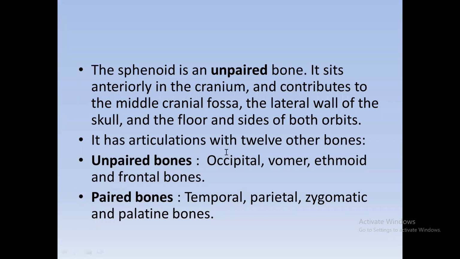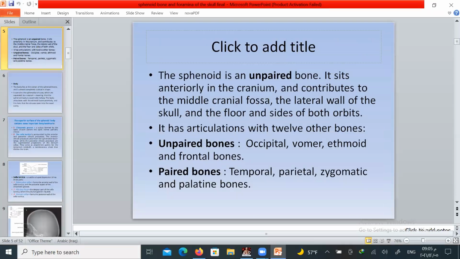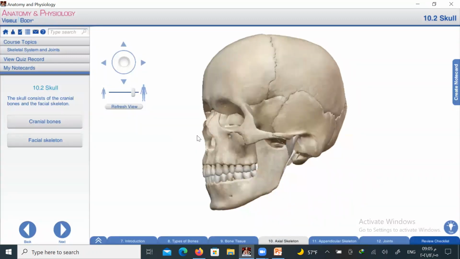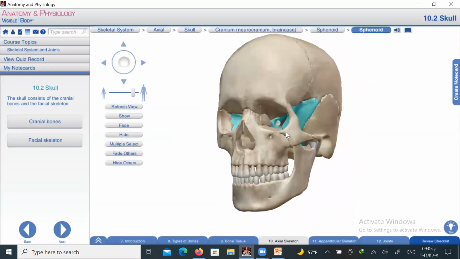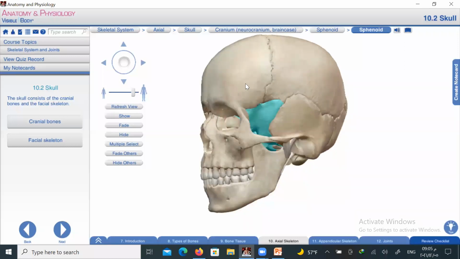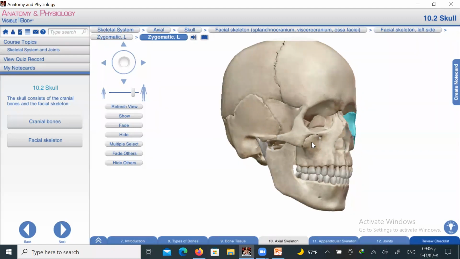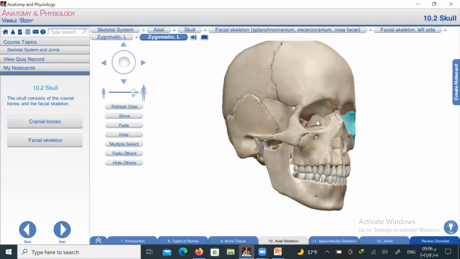Let's see this image in a 3D image of the skull. This is a 3D image of the skull. We can see the sphenoid bone in articulation with the frontal bone, with the parietal bone, with the temporal and zygomatic bone on each side. It also has articulation with this bone, which is called the ethmoid bone, and the vomer and the palatine bone.